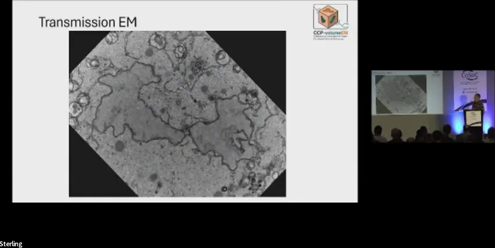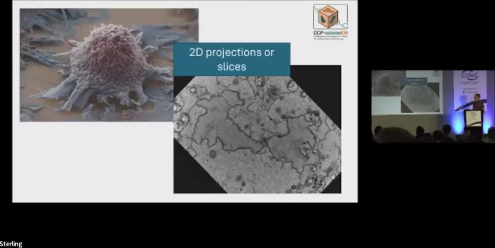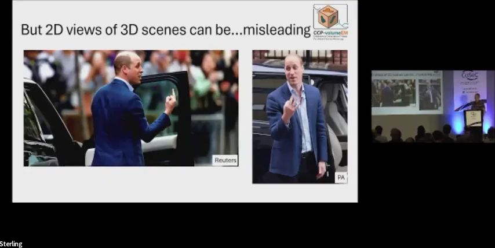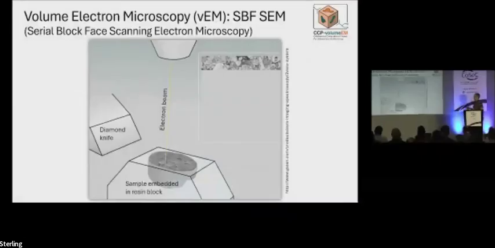So this is the inside of a cell. This is a dividing nucleus. You've got organelles like mitochondria and endoplasmic reticulum. This is looking at the inside of the sample, but both of these are essentially 2D or projected 2D. And it can be very risky to make conclusions based on a 2D view. You really need to understand the 3D context of what you're looking at. So for this, we have this field of volume electron microscopy, or VEM.